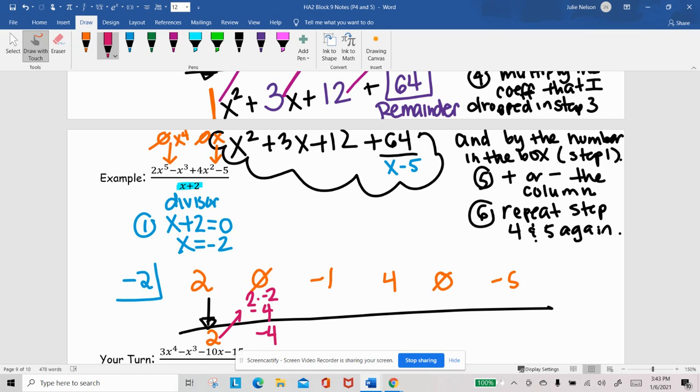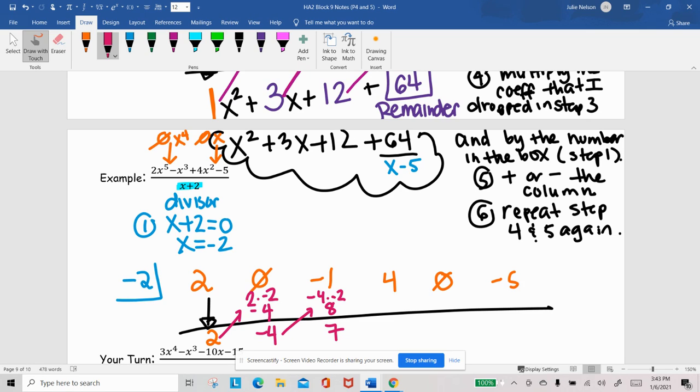Whatever number I dropped, it multiplies to the number in the box. Well, I dropped a -4, so -4 times -2 is 8. And then I add and subtract going down. -1 plus 8 is 7.